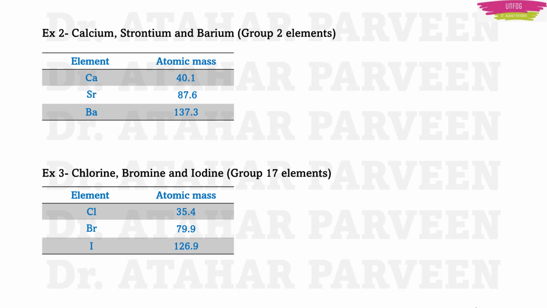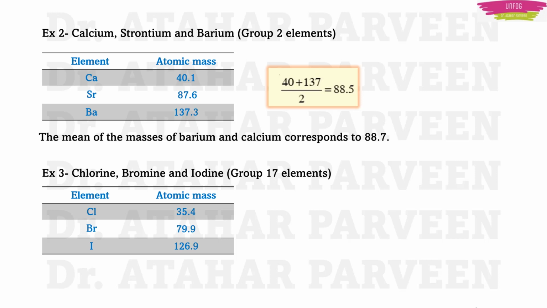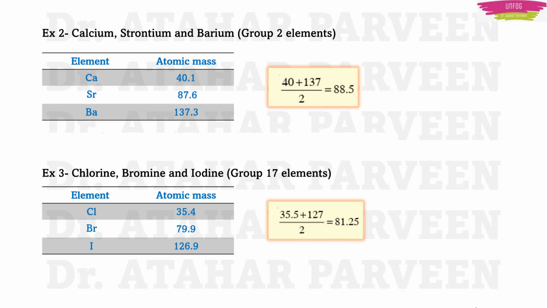Like that only, if we take group 2 elements, calcium, strontium and barium, and I do the calculations, I will find that the strontium atomic mass is the arithmetic mean of the other two elements, that is calcium and barium. Like that only chlorine, bromine and iodine, which are the halogens, the group 17 elements. For this also, if I want to find this atomic mass and find whether these three elements are Doberiner's triads or not, I can see that the atomic mass of bromine is also approximately the same.